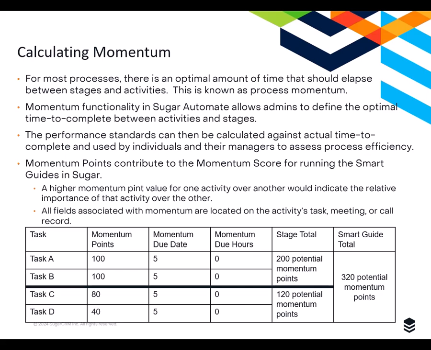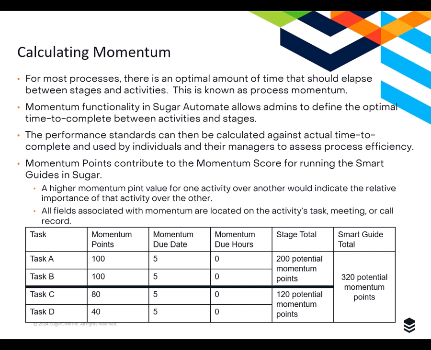Okay, so calculating momentum. For most processes, there's an optimal amount of time that should lapse in this particular stage or this particular activity. This is called process momentum. Momentum functionality in Sugar Automate allows you as an admin, if you have that functionality, to define the optimal time to completion. So this is what you think the due date should be. You can see down here at the bottom, I'll put an arrow on it, the momentum due date.